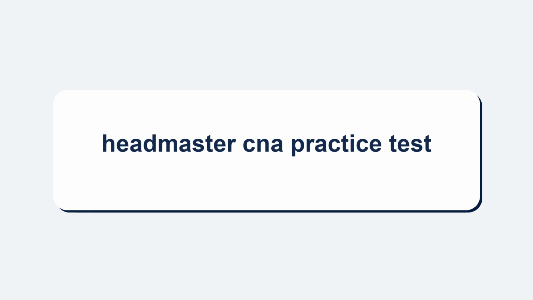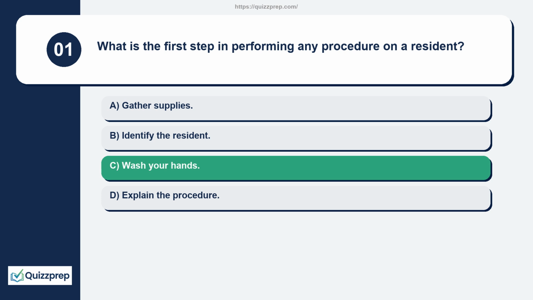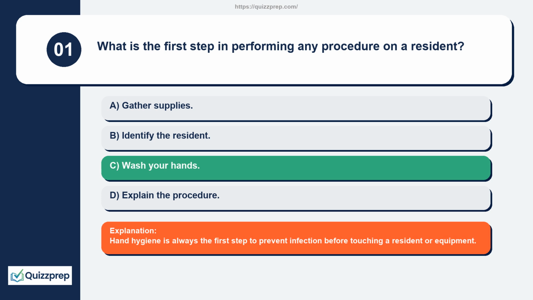Headmaster CNA Practice Test. Question 1. What is the first step in performing any procedure on a resident? Gather supplies. Identify the resident. Wash your hands. Explain the procedure. Hand hygiene is always the first step to prevent infection before touching a resident or equipment.